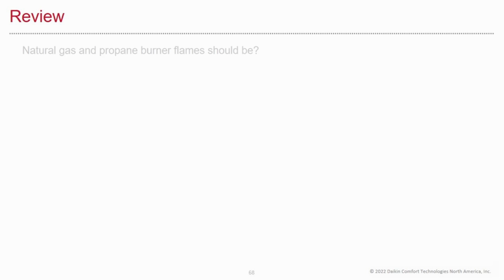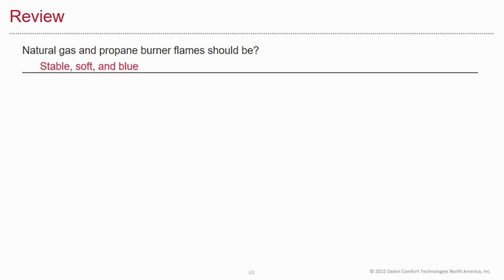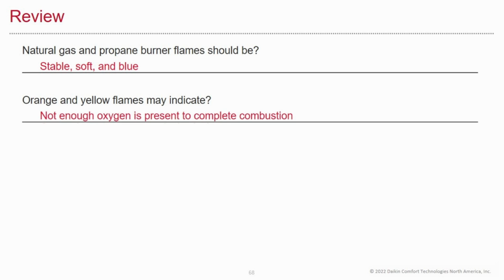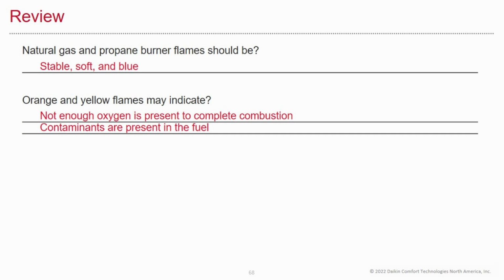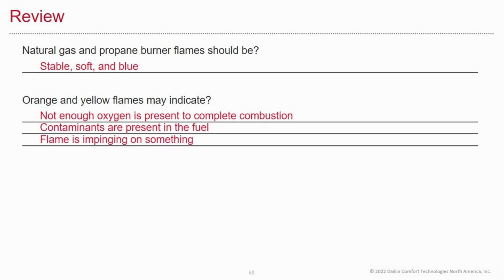Review. Natural gas and propane burner flames should be stable, soft, and blue. Orange and yellow flames may indicate not enough oxygen is present to complete combustion, contaminants are present in the fuel, or the flame is impinging on something.